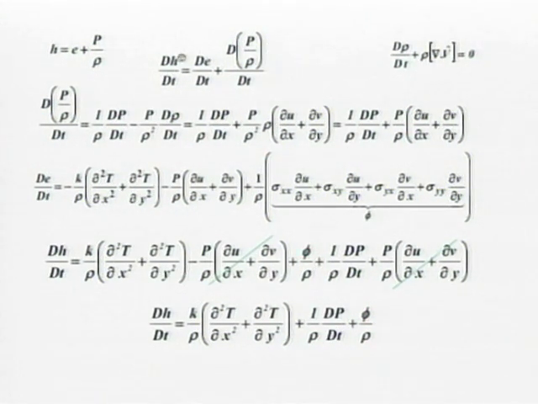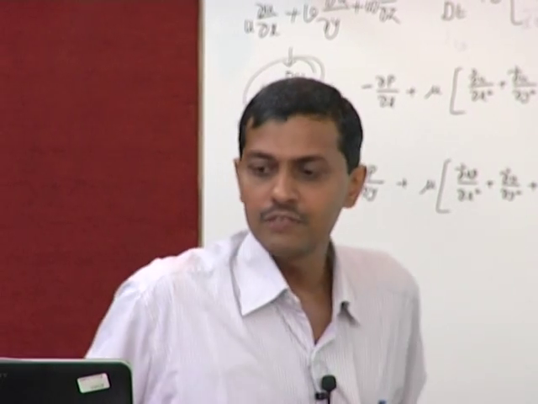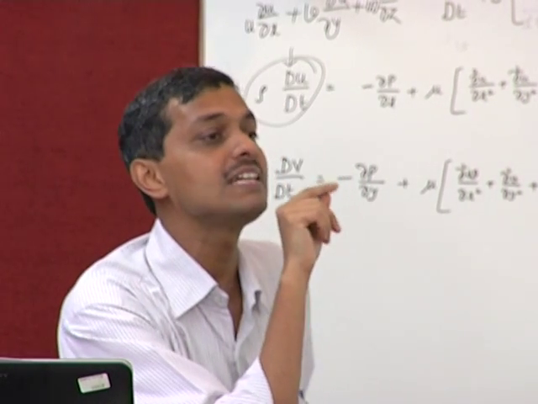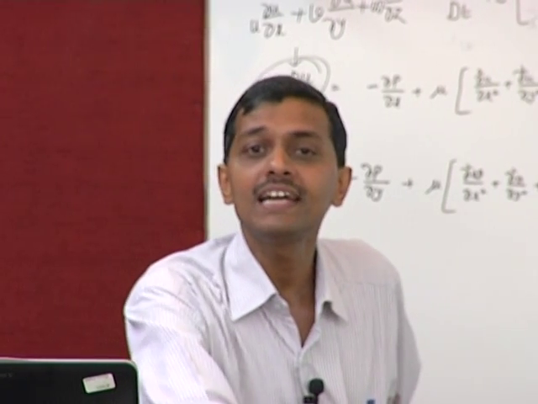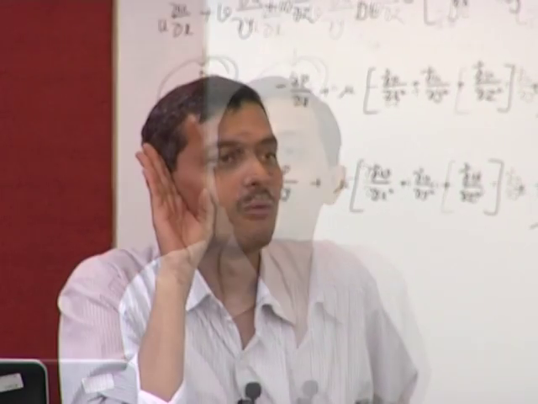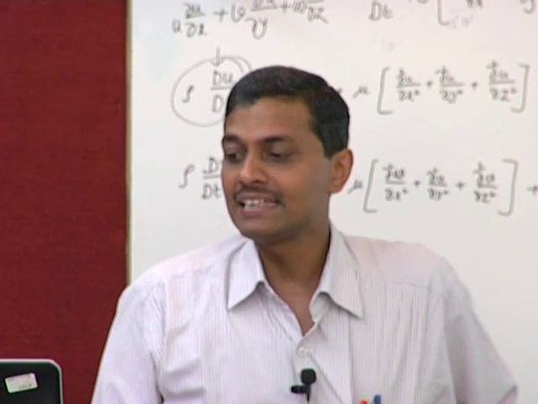So what do I get? What have I done? Can anyone explain what I have done here in the next step? Because I tend to go fast, I will catch someone. Can you tell me what I did in the next step? What am I trying to do? In the first step, I figured out d(P/ρ)/dt. Why did I figure that out? What did I tell in the previous equation?